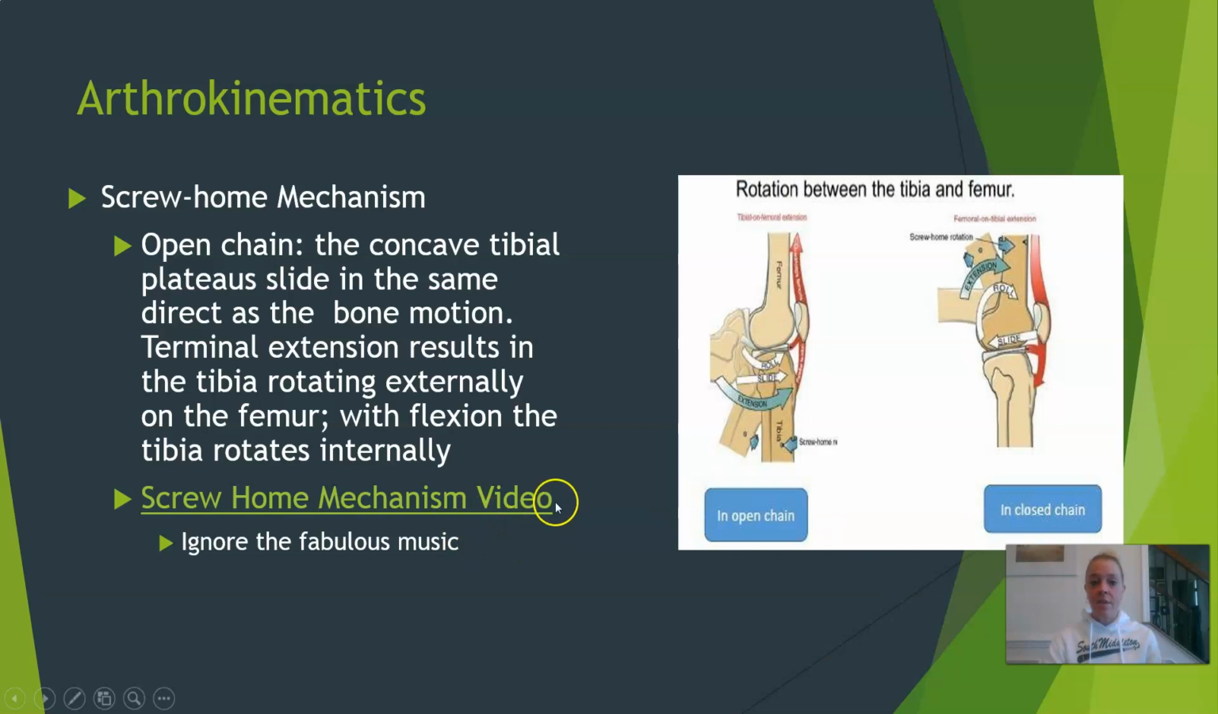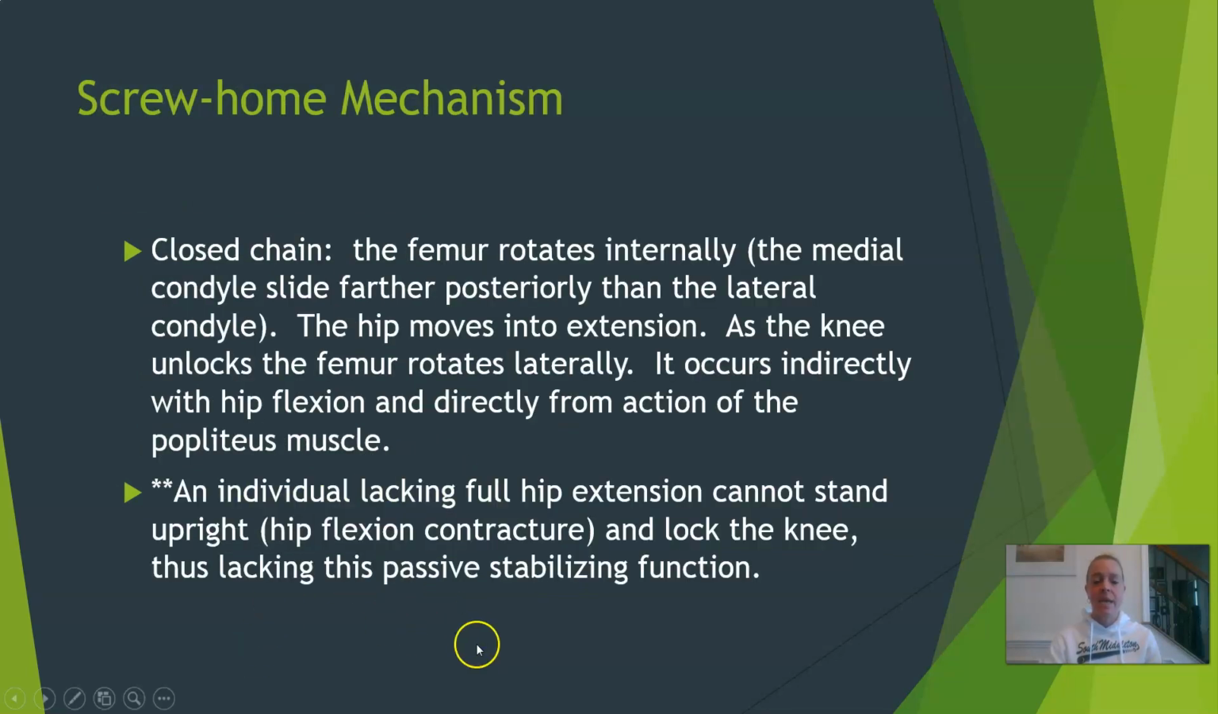I put a video in here that goes over some of these aspects with you. There is some fabulous music in there, so you can just ignore that. But I think it does do a pretty good job of showing the arthrokinematics in just the open and closed chain for the screw-home mechanism. It's not very long, so just take a few minutes and take a peek at that.